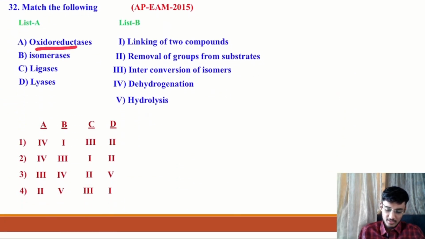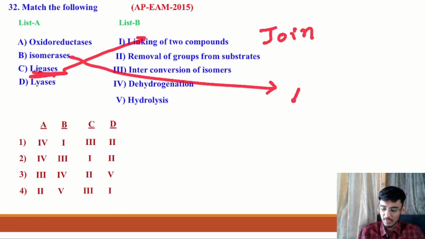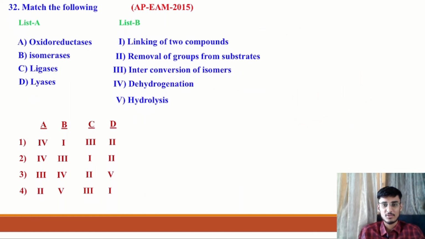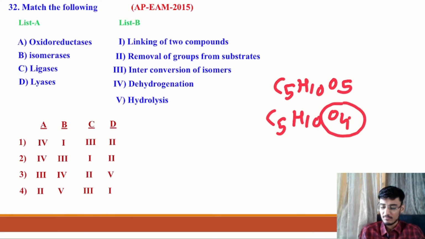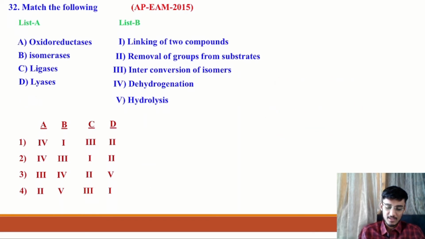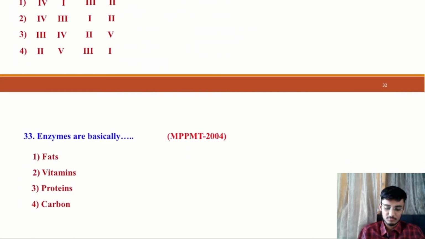Match the following: oxidoreductase, isomerase, lyase, and ligase. Ligase means what? Linking of two compounds. Ligase means join. Isomerase means what? Similar to compound A to A dash, B to B dash. Example, glucose to glucose 6-phosphate to fructose 6-phosphate, ribose to deoxyribose. Ribose contains C5H10O5, but deoxyribose contains C5H10O4. Only one atom of oxygen is less here, but it is otherwise similar, deoxyribose and ribose. So ligase joins the compounds, linking of two compounds, C contains 1. Your answer should be 2.